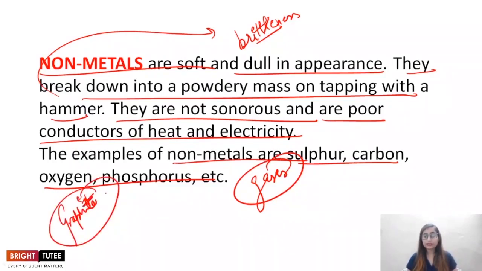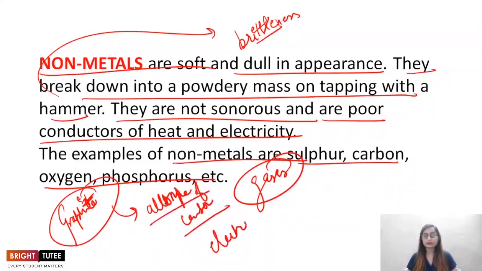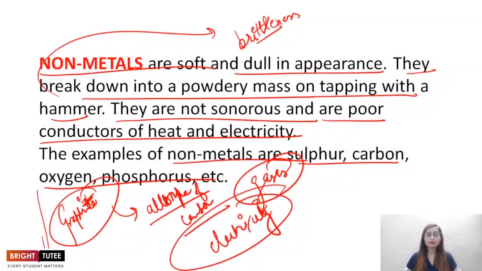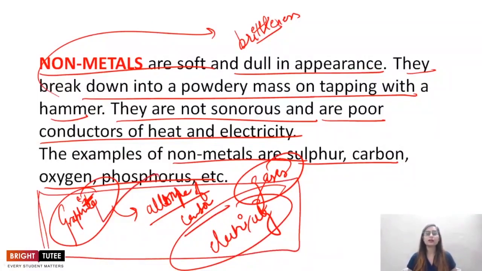Graphite is a non-metal, an allotrope of carbon, but it is the best conductor of electricity. That is because of its structure that you will be studying in higher classes. You do not have to remember this. I am just telling you for extra knowledge that graphite is an allotrope of carbon, which is the best conductor of electricity. So these were the properties of metals and non-metals, the physical properties.